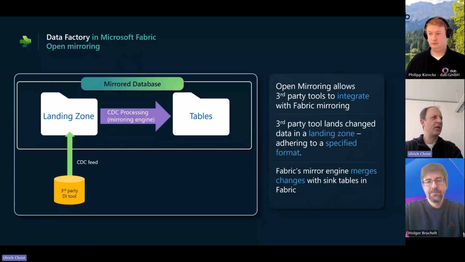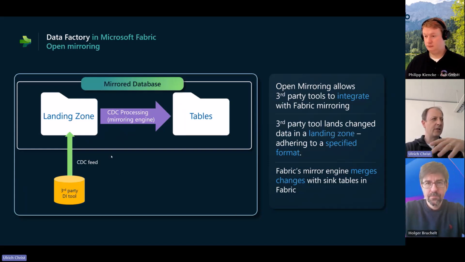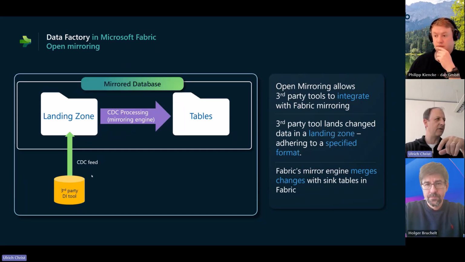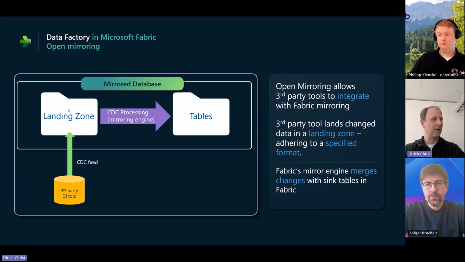This is the diagram which I showed last week around open mirroring. Open mirroring works in the way that we have split the mirroring process into two pieces. The first piece is about getting the change data feed out of SAP and landing the data in a landing zone. Change data feed means an initial snapshot followed by change data, where each record has a marker indicating whether it's an insert, update, or delete. This is the first part of the process, landing the change data in a landing zone in Fabric. And then we have the mirroring engine, which takes these changes.